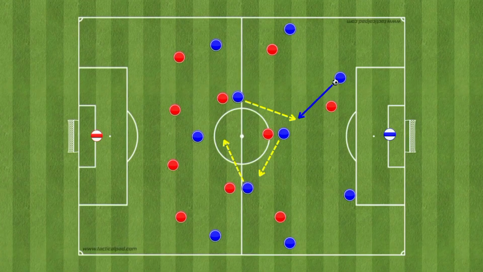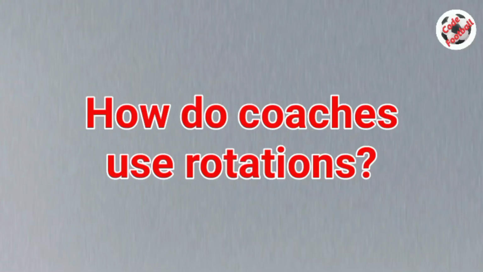Rotations are synchronized movements involving at least two players on a team in possession. Generally, the players who are rotating move into spaces usually occupied by a player in another position, with the aim of receiving the ball in space or manipulating the opposition's shape.